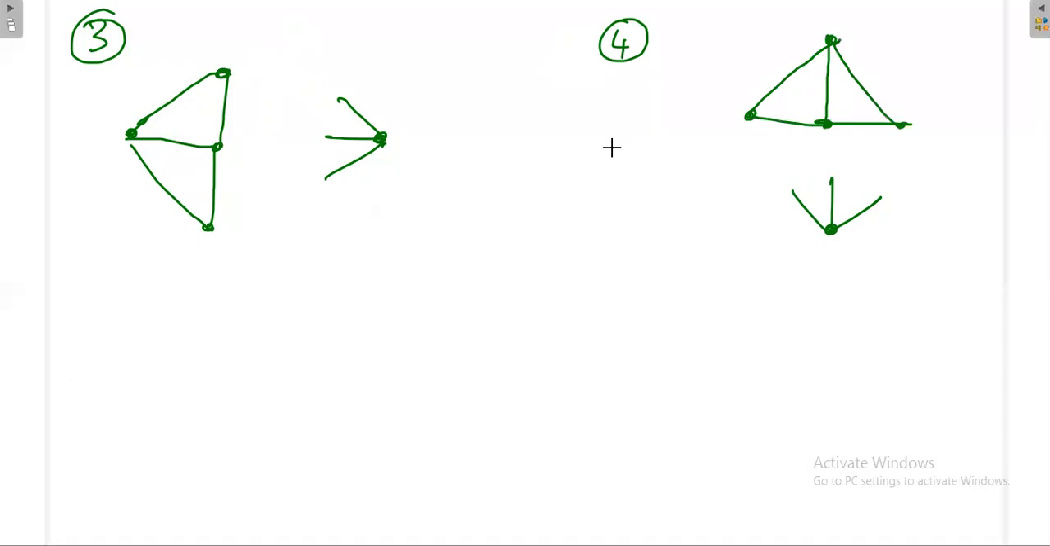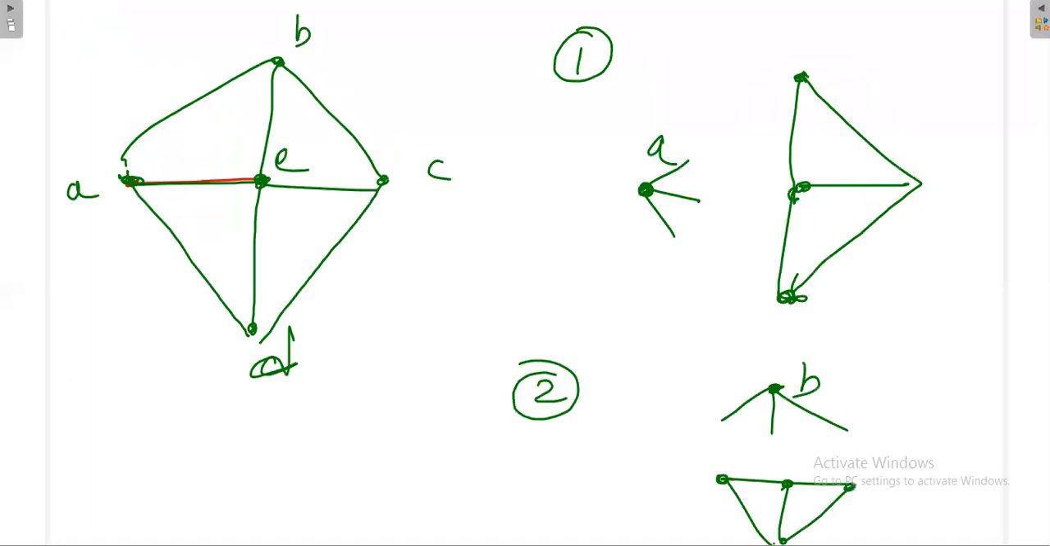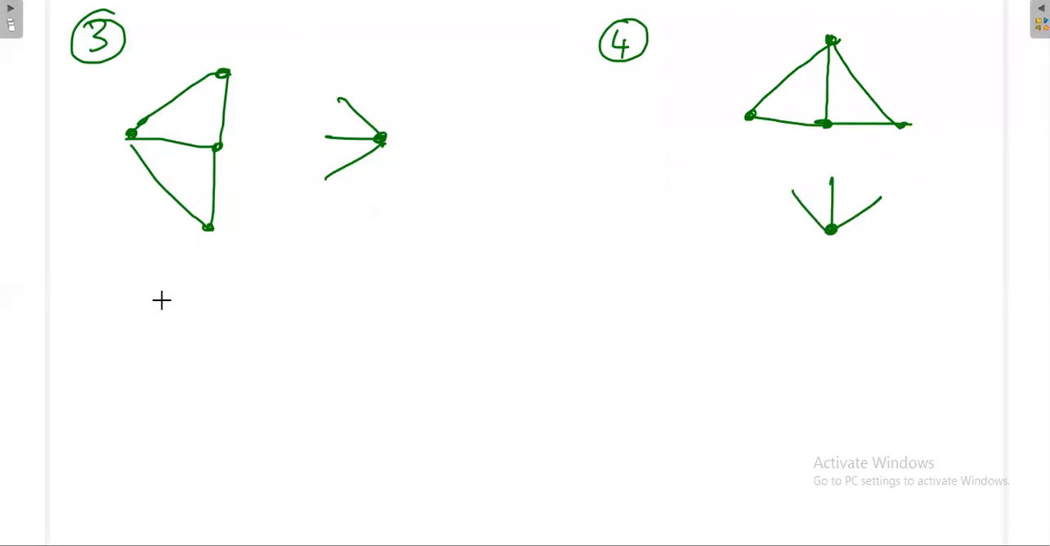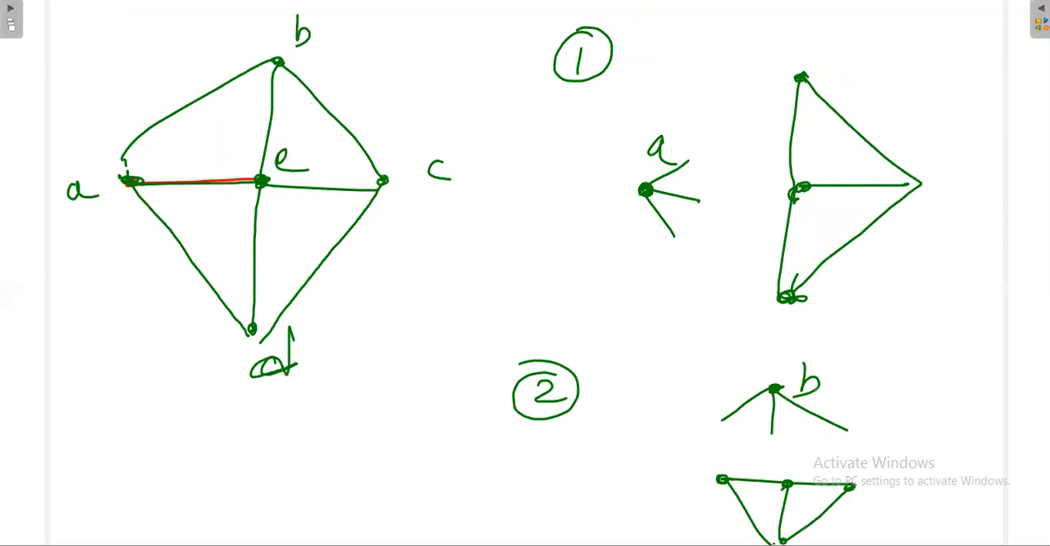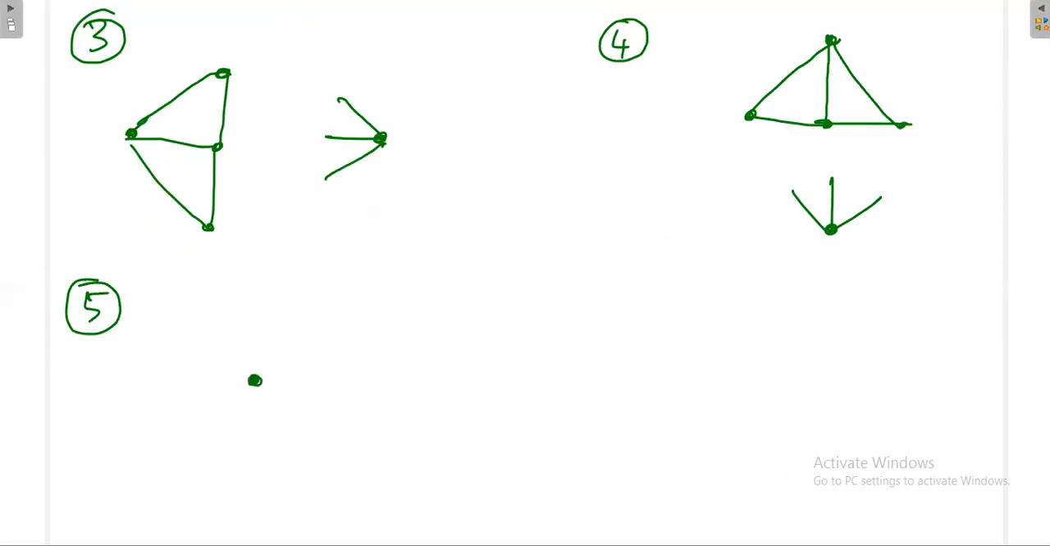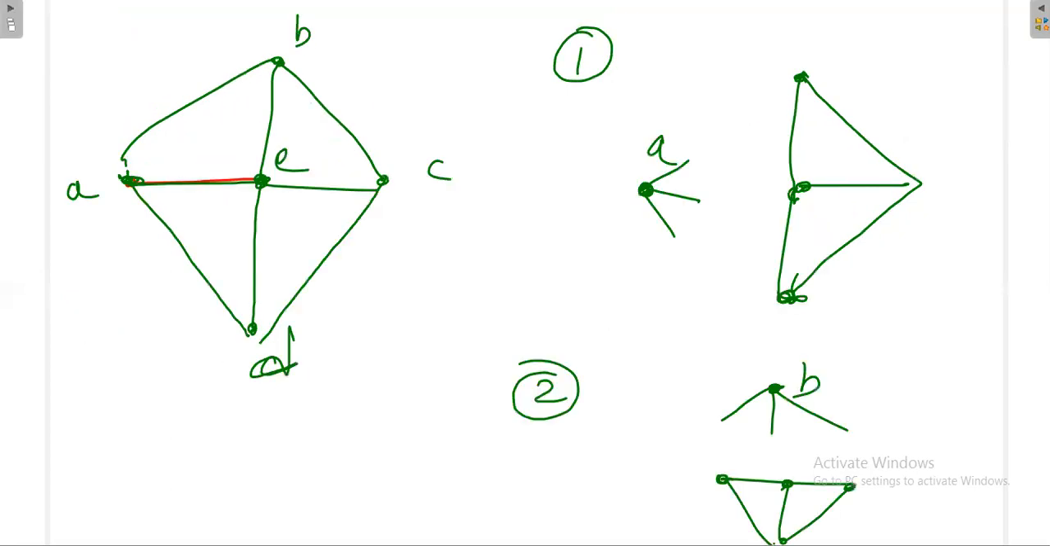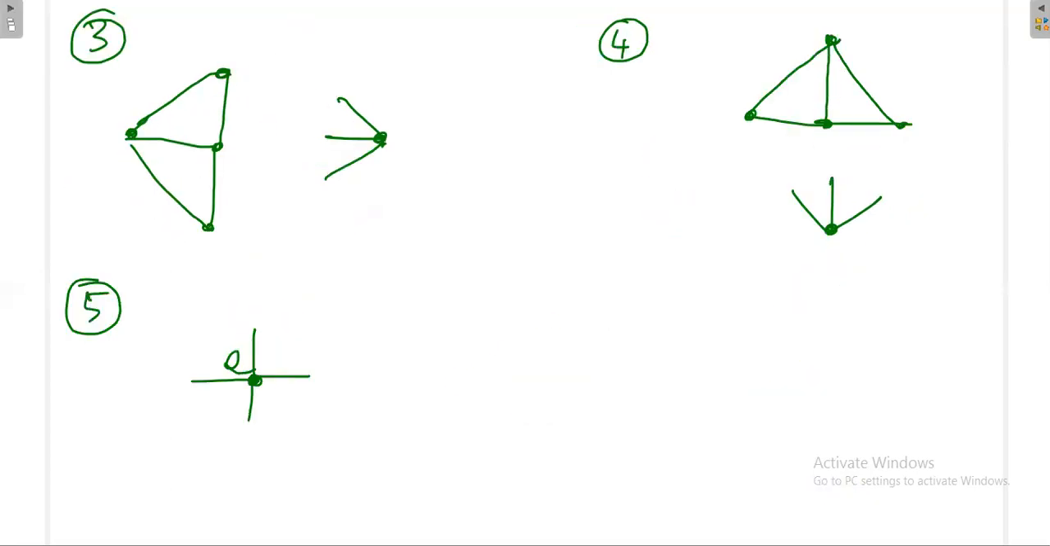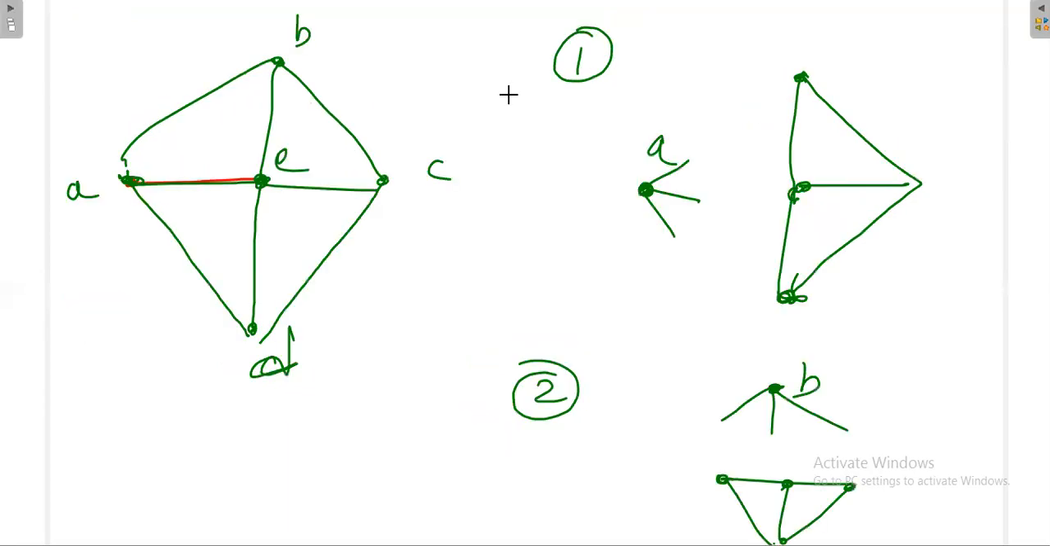Now we can make it like this. Is there any other way to make any other combination? If I want to make E separate, how many cuts do I have to make? That also I can do. If I make 4 cuts, then I can make E a separate one, and I will be getting the rest of the graph. That is also possible.